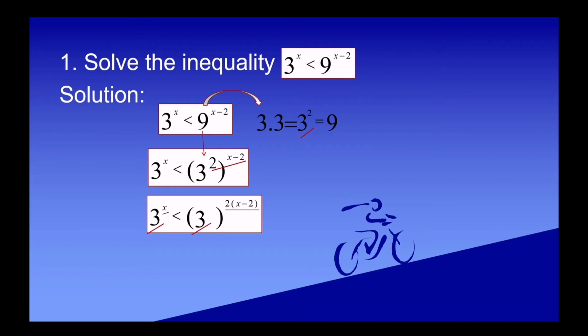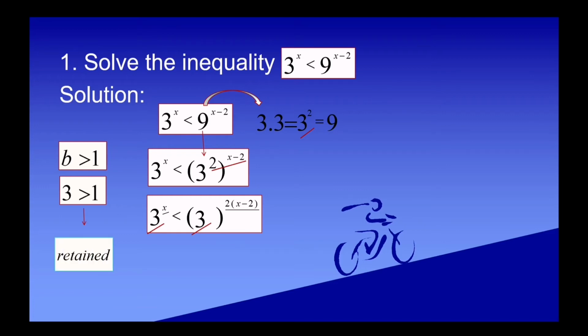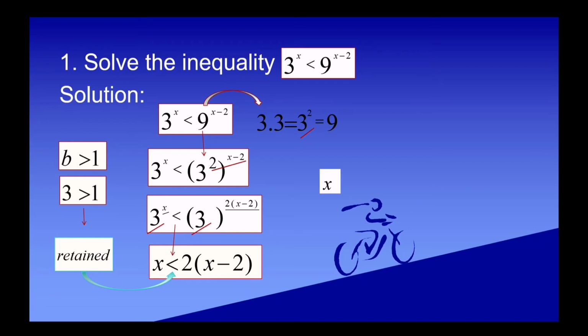Okay, so we have the same base here. So b is greater than 1. So our base here is greater than 1. Mas malaki pa yung base natin, which is 3. It's greater than 1. So the symbol for the inequality must be retained. So same position pa rin tayo yung inequality natin ito. So bring down all the exponents. x is less than the product of 2 and x minus 2. So same position natin sa inequality because 3 is greater than 1.